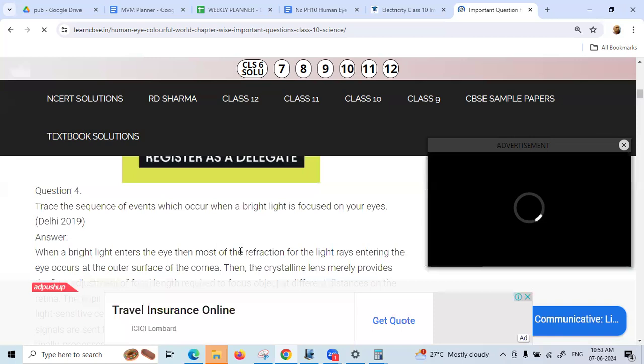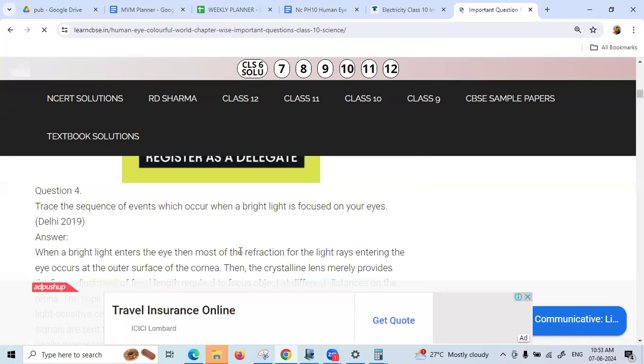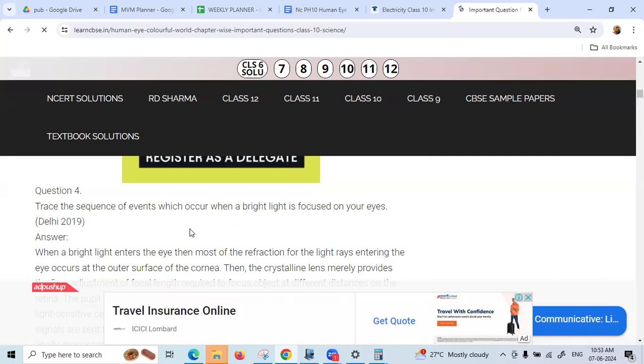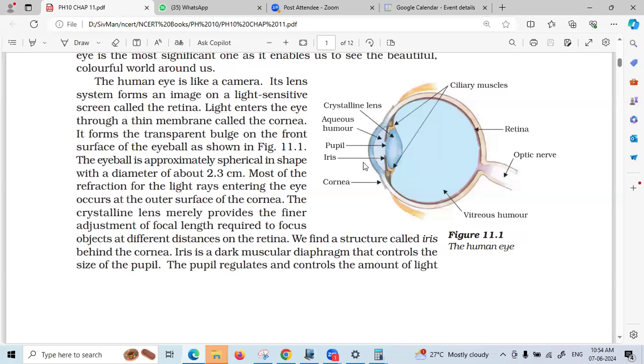So all these are theoretical questions. So this is basically the functionality of the eye. The light will first hit the cornea. So that is the first thing, the outermost part of the eye. The light first will enter the cornea.